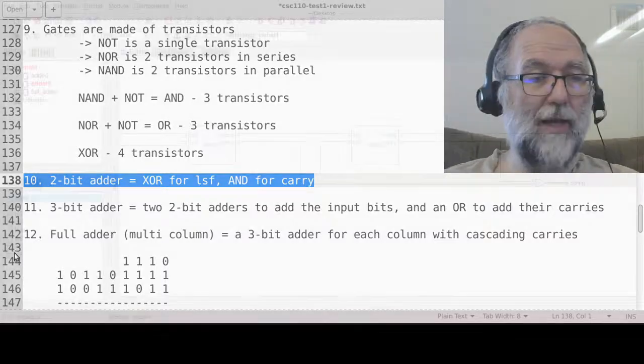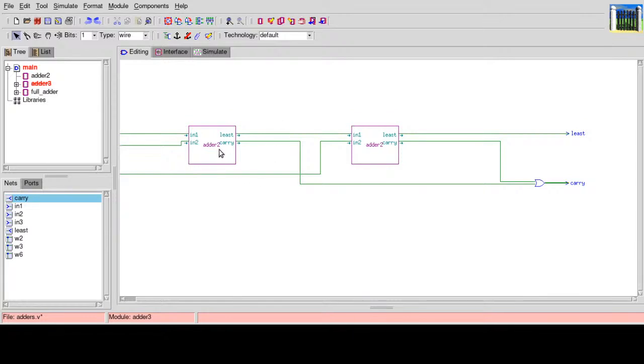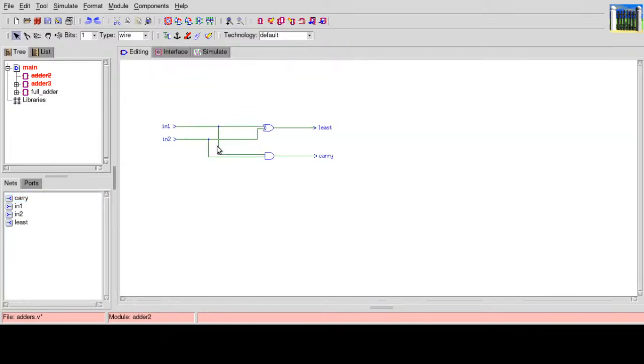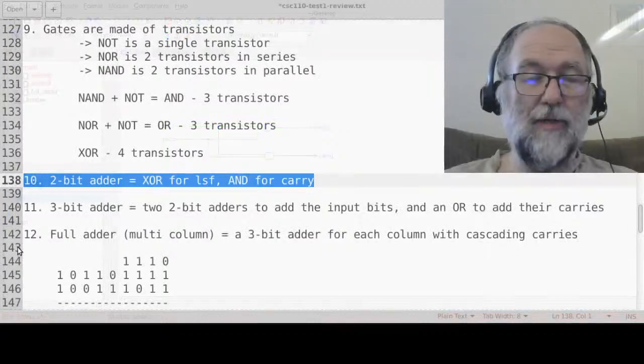Okay, and if we go back to this, we can actually go inside of one of these 2-bit adders, and so now we're looking inside that 2-bit adder, and you can see there's the 2 inputs. There's one input right here, and there's another input, and they're combined using an exclusive OR, and that gives you the least significant figure. The same 2 are then combined using an AND gate, and that gives you the carry. Okay, and that's how you do 2-bit addition.